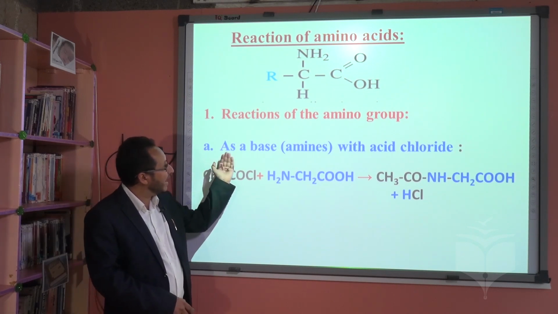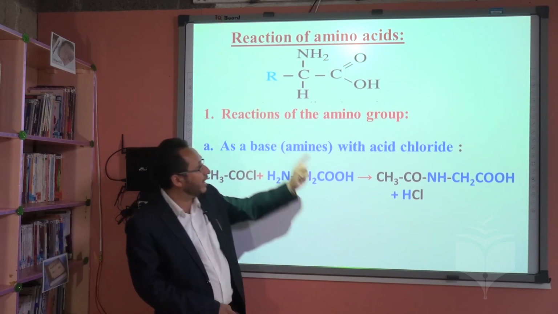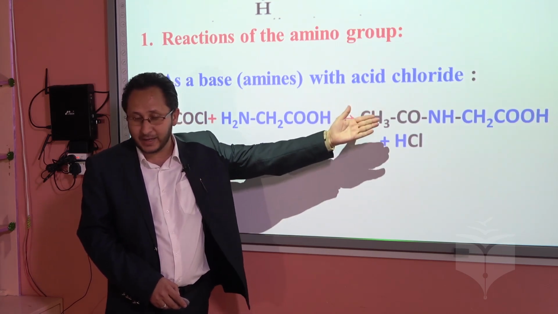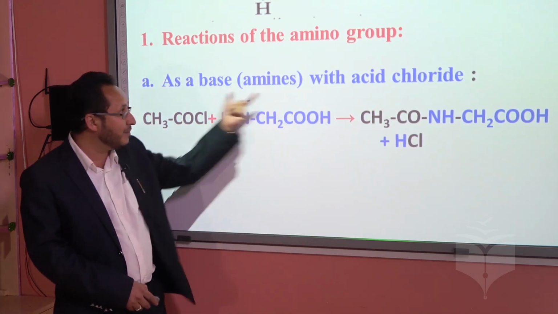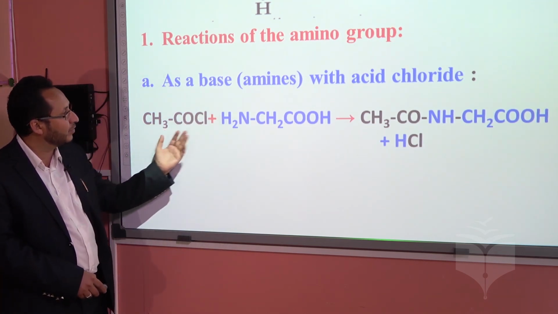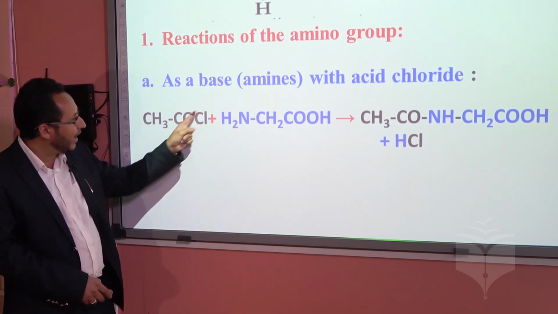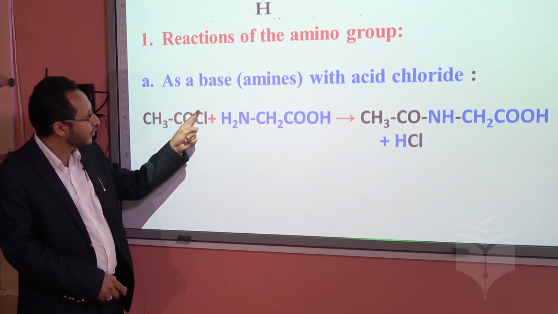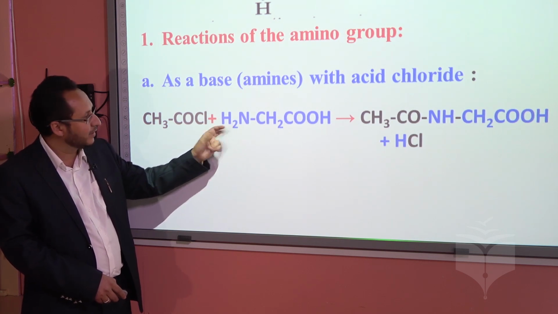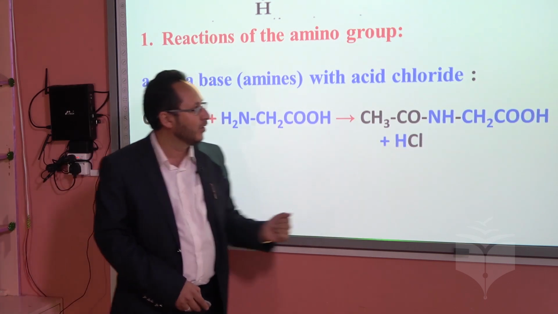The amino acid reacts as a base, meaning as amines. So here the NH2 group reacts with acid chloride, acid anhydride, or carboxylic acid, the same as amines. In the reaction of acetyl chloride with glycine, you have to remove the Cl from the acid and one hydrogen from the amino acid. One hydrogen from here and Cl are removed as HCl.